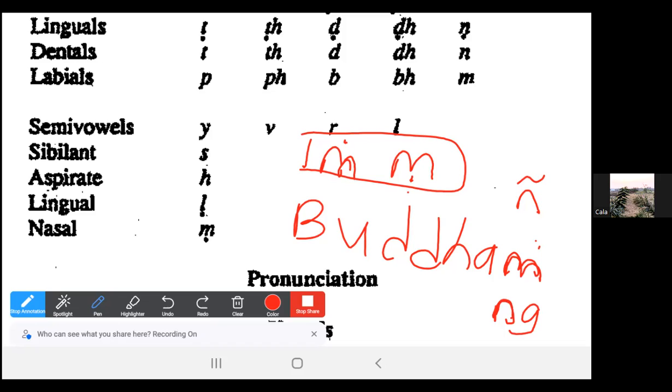Like the Tibetan, they all chant the Mani Padme Hum, or the vibration there. Yeah, Buddham. So you have to pronounce Dam. Dam. Okay. Dam. Dam.